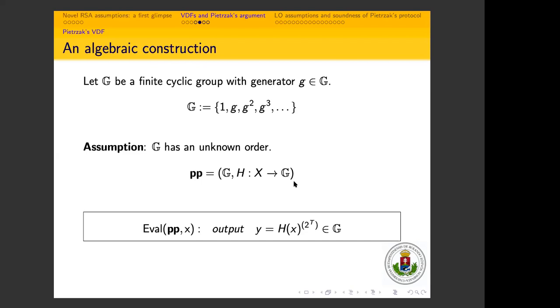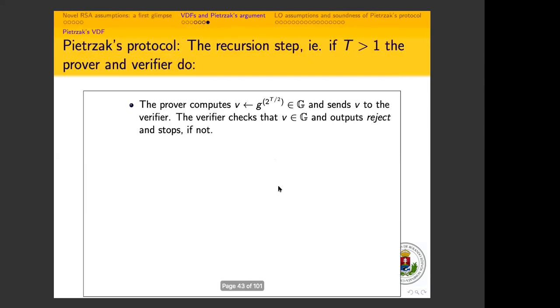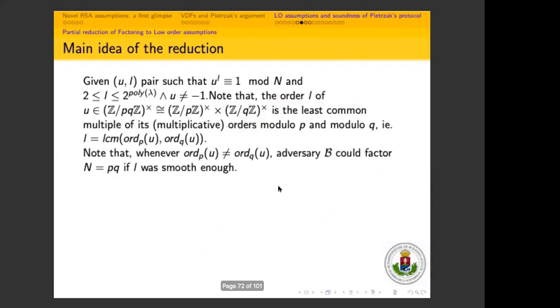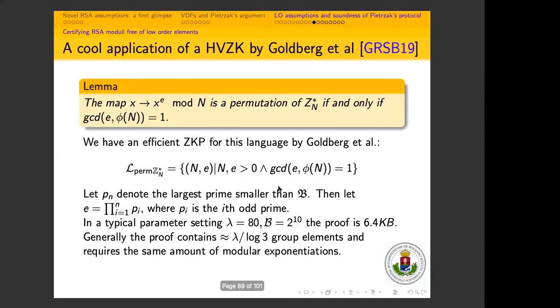none of us will know the underlying factors of the modulus, but still we can be sure that the integer is a semi-prime. And it would be nice to, for example, certify that this integer is free of low order elements, because then we can be sure that we can safely use this VDF. So either this setup is a trusted setup to generate this RSA modulus, or we can create a distributed way to generate this modulus. And the question is now, how can we certify?